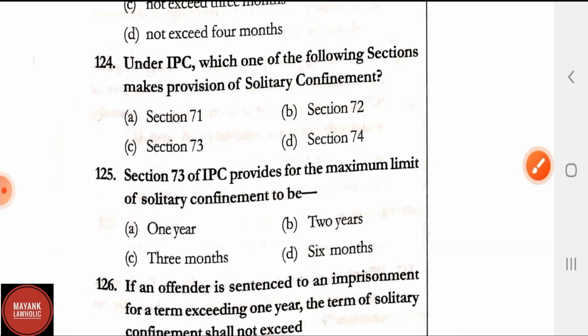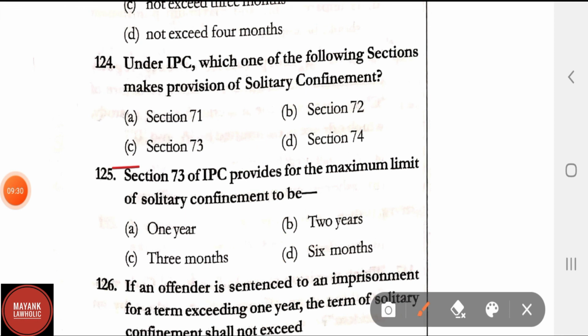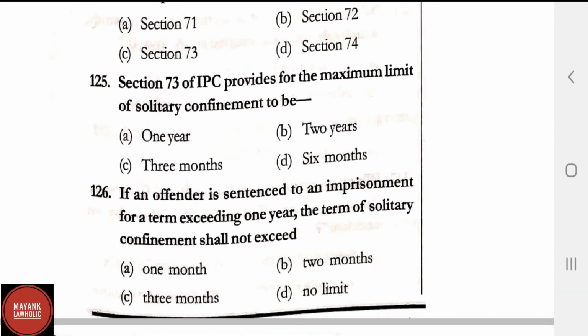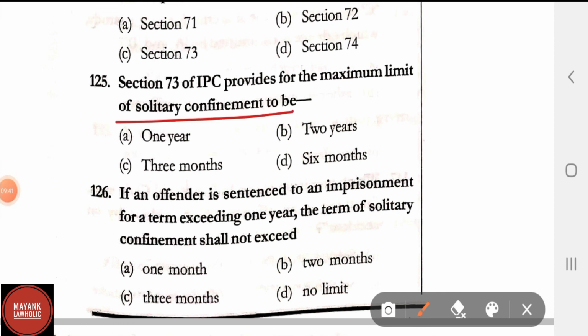Question number 124. Under IPC, which one of the following sections makes provisions for solitary confinement? Correct answer is option C, that is section 73. Question number 125. Section 73 of IPC provides for the maximum limit of solitary confinement to be option A, 1 year, option B, 2 years, option C, 3 months, and option D, 6 months. Correct answer is option C, that is 3 months.